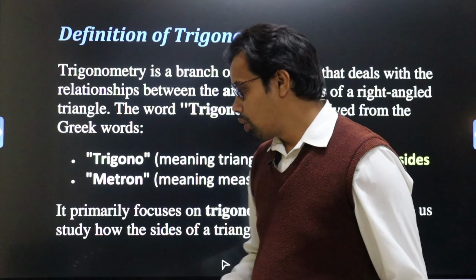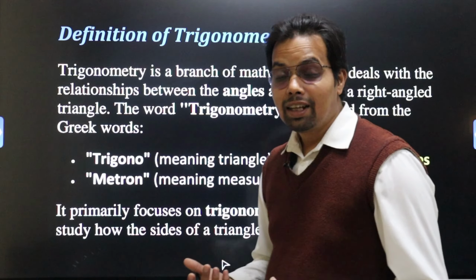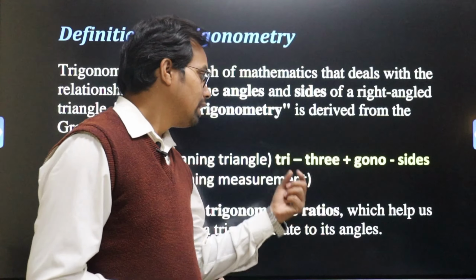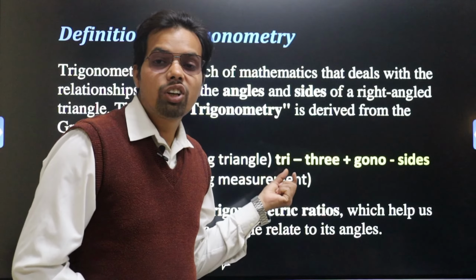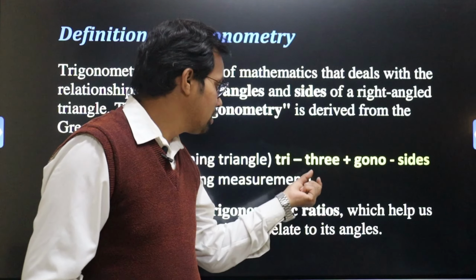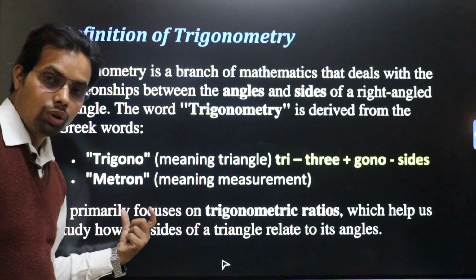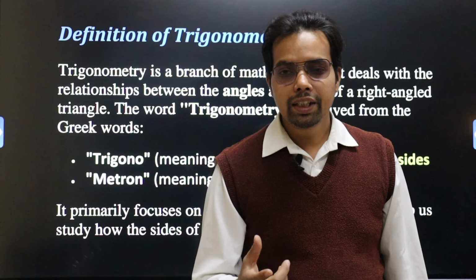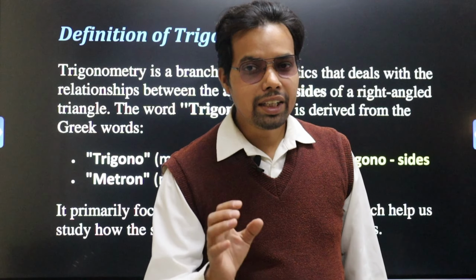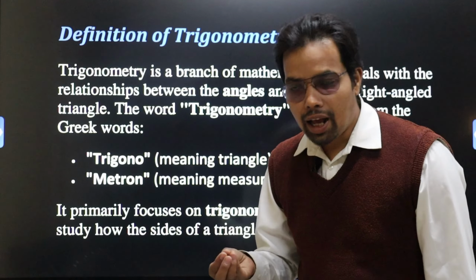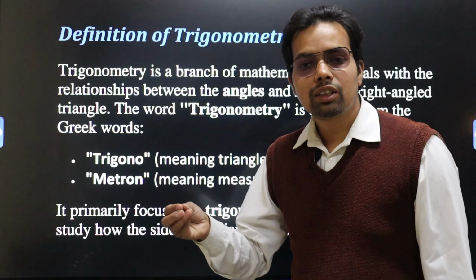Metron, okay, so metro meaning measurement. But in some books you can see that it is said as it is divided into 3 Greek words. First is known as tri, T-R-I, tri means 3, gono means sides, and metron, that is measurement. So basically, if you combine these 3 Greek words together, it can be read as trigonometron, means 3 sides measurements.